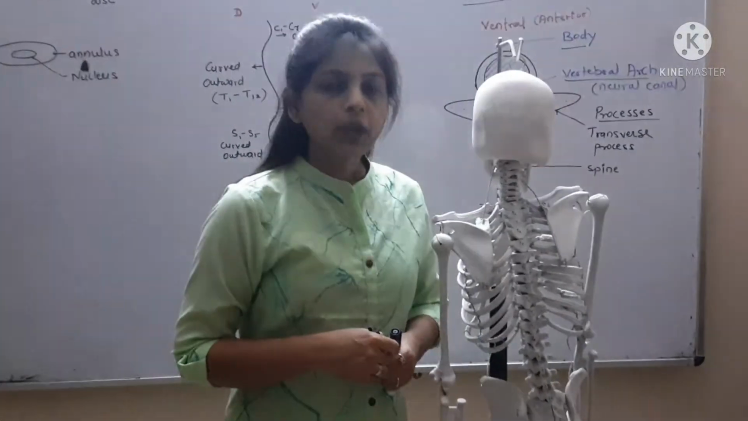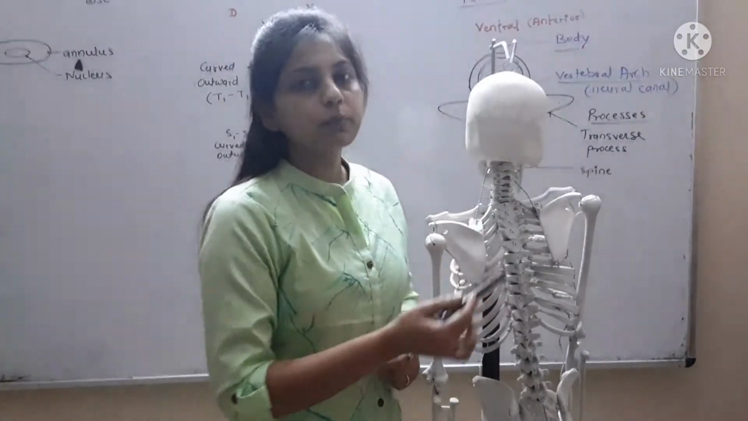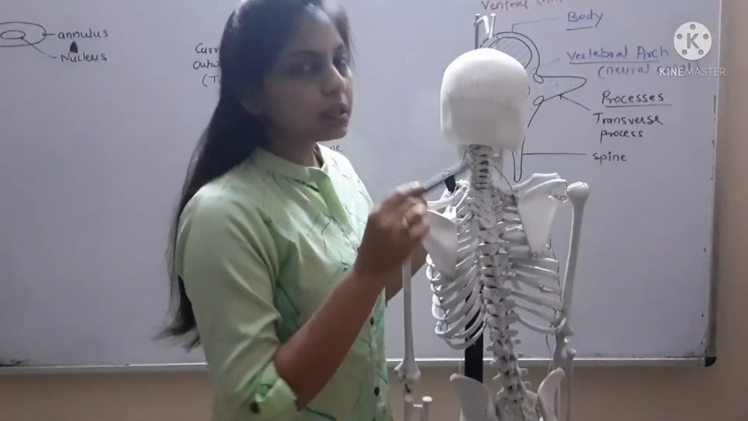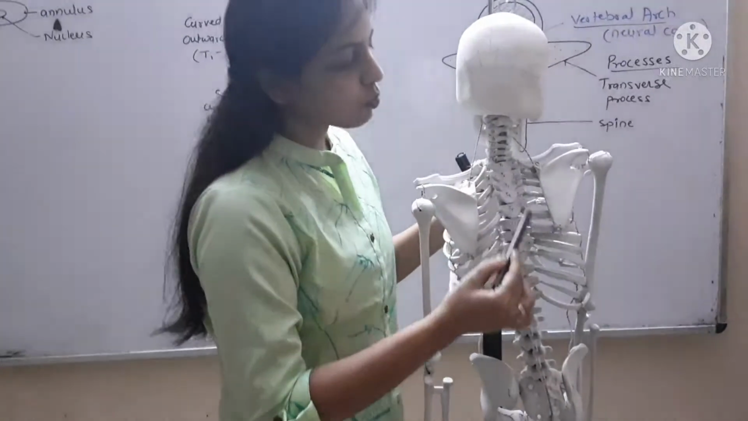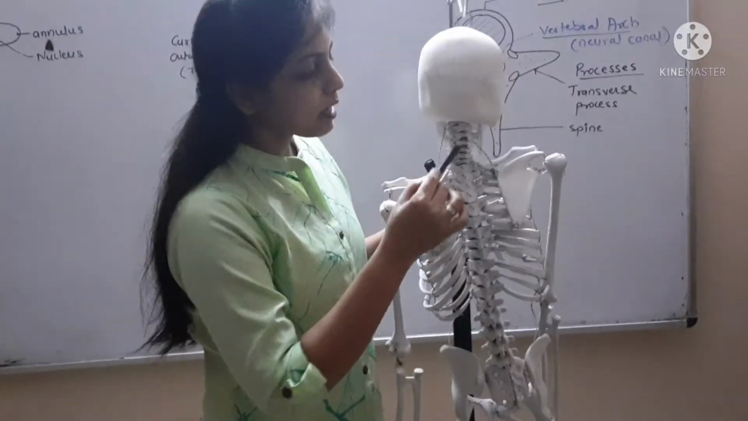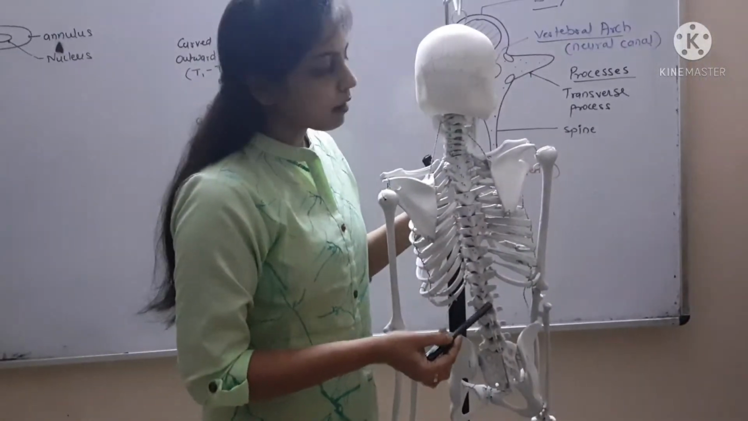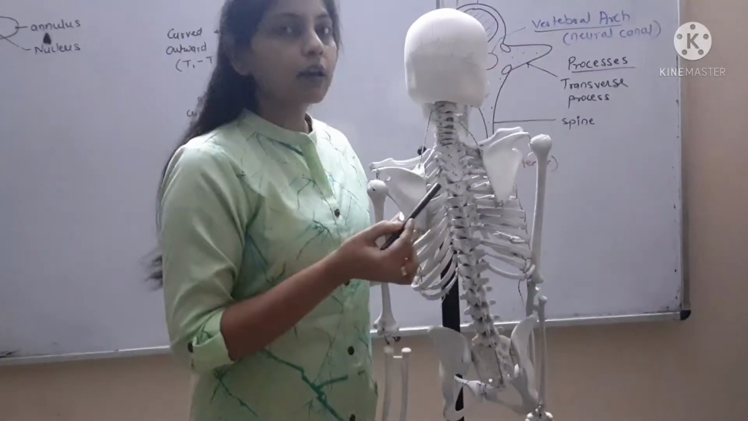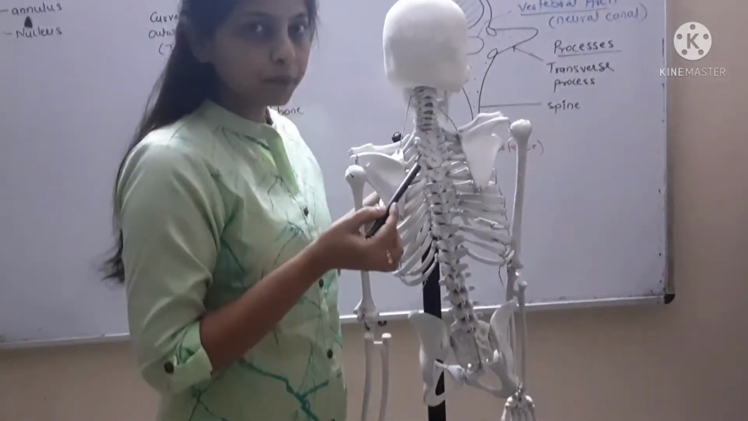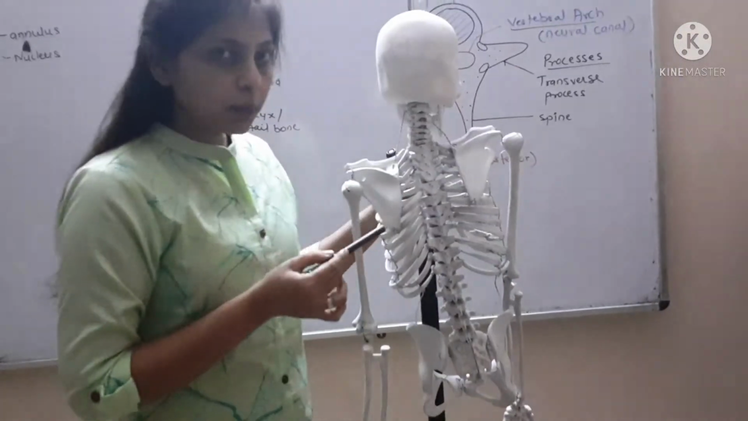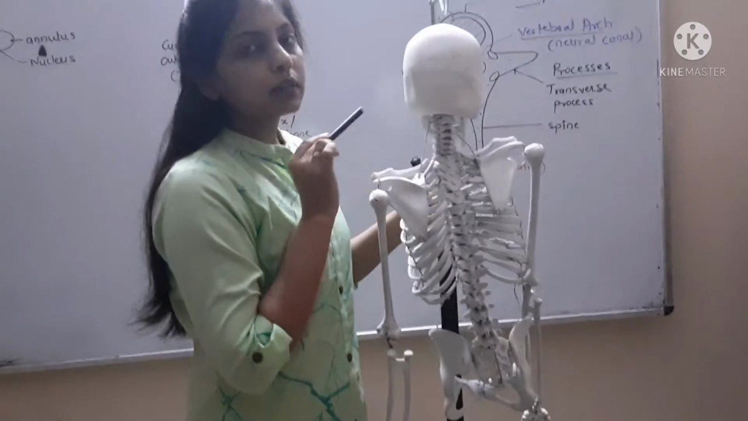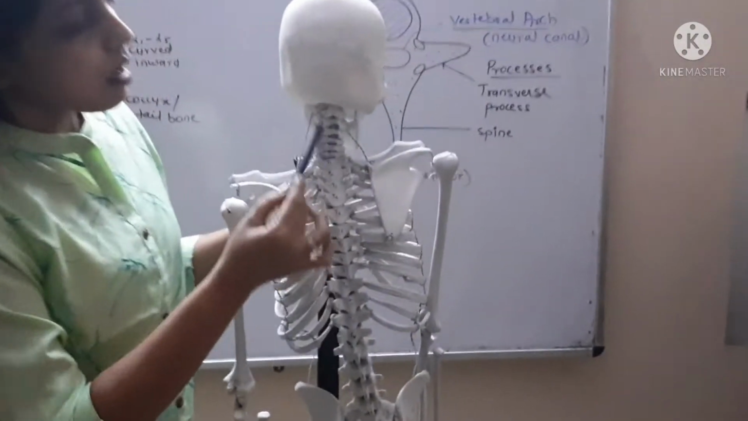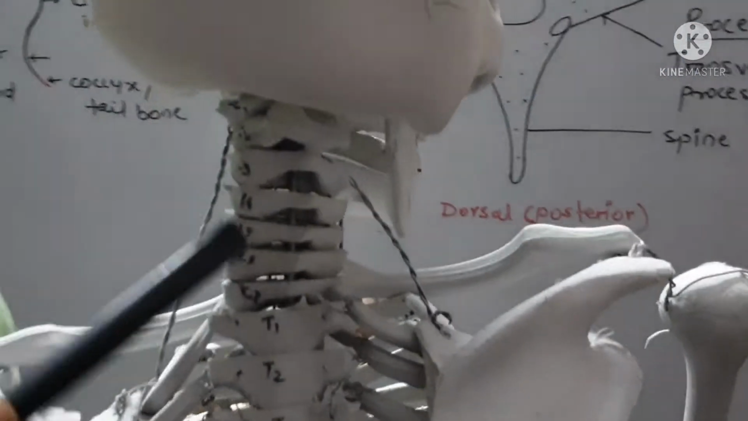In this segment, we are going to discuss the vertebral column. Our vertebral column is not a single bone, but it is made up of 33 smaller bones which are placed one above the other and form the vertebral column. These smaller bones are known as vertebrae.